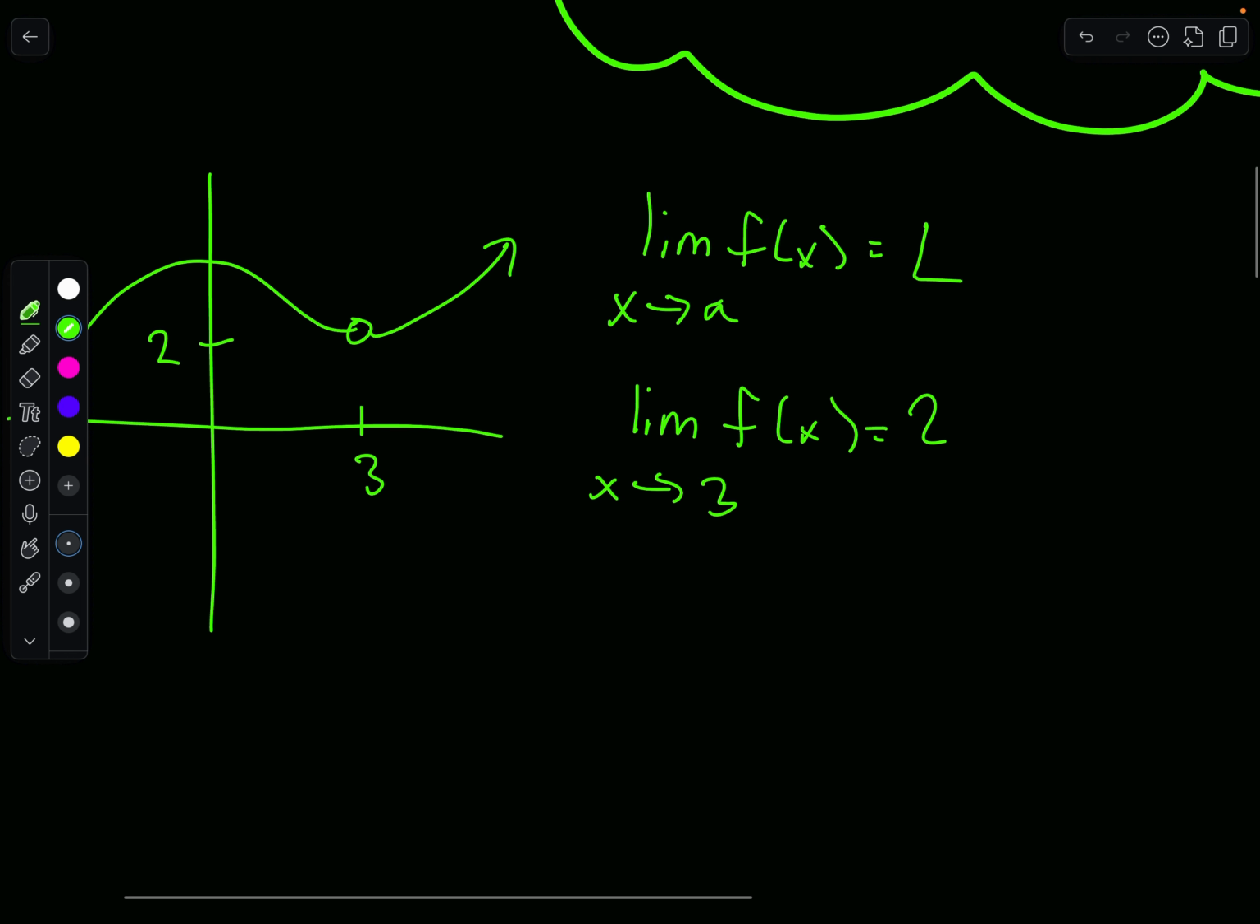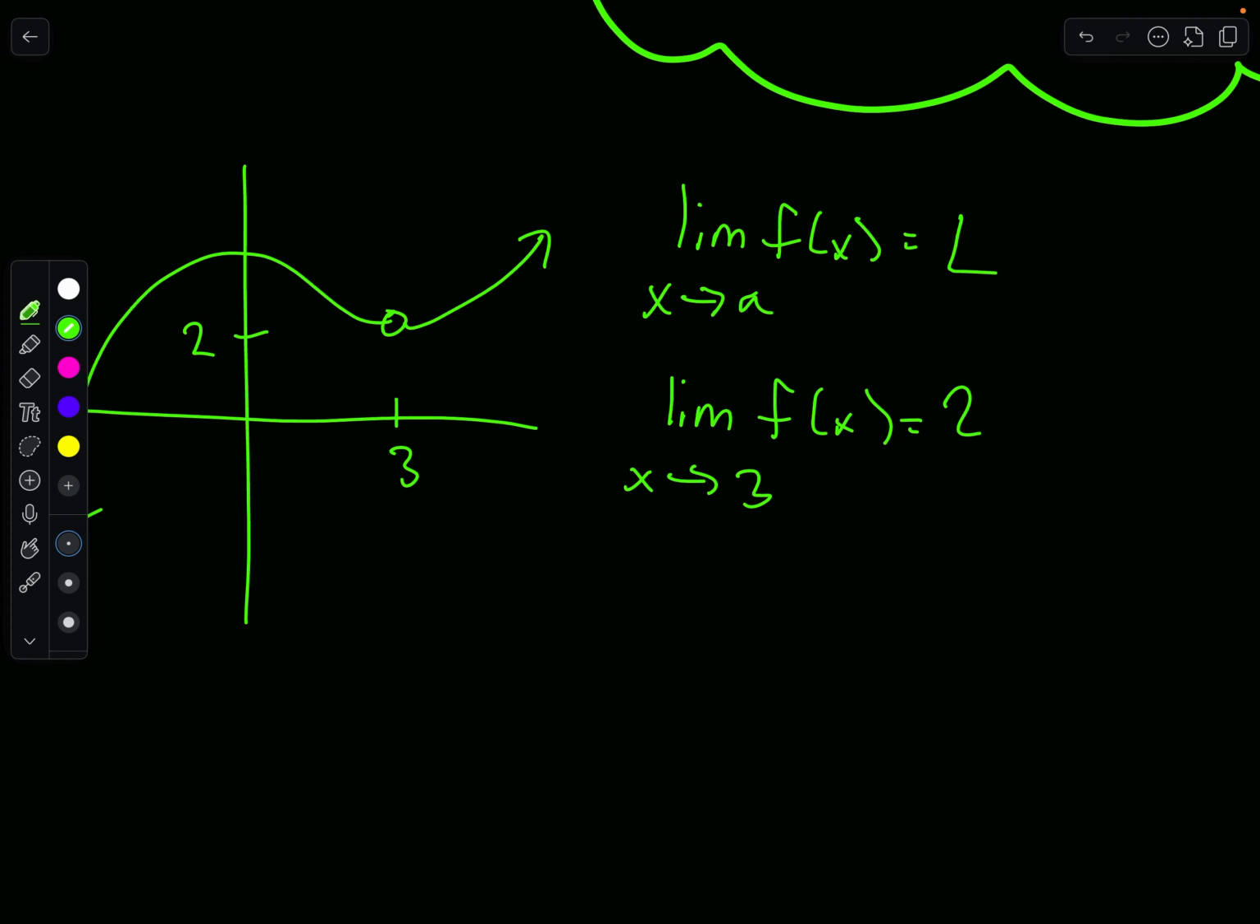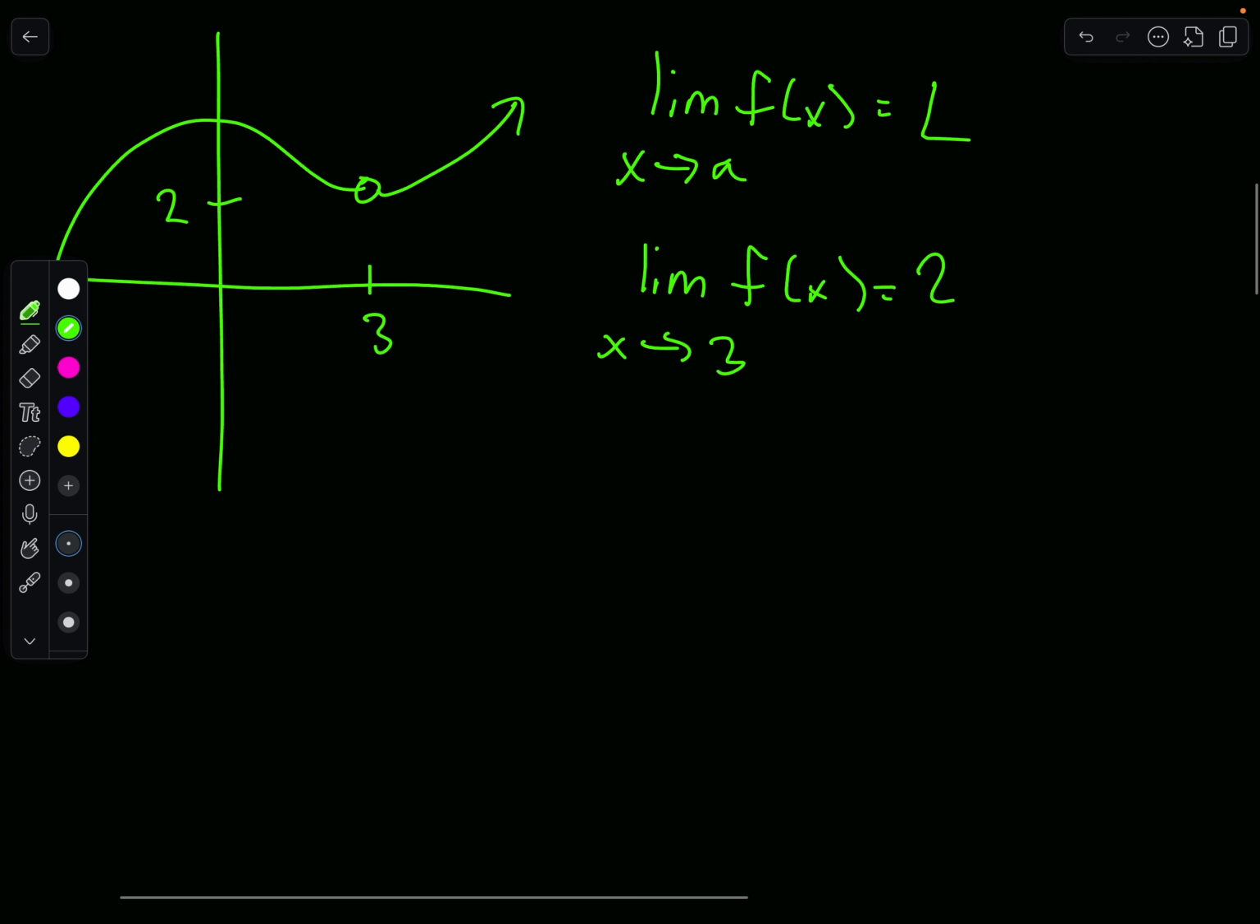Now what this is saying is as we get closer and closer to x equals 3, f of x gets closer and closer to 2. So even if we don't know what the function equals at a point, even if there is a break in continuity like we have here, a limit helps us describe the behavior nearby.